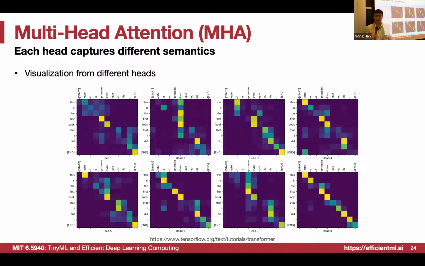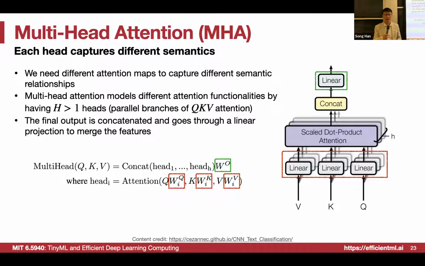It's hard to explain why they have this kind of pattern for each head, but it's learned end to end to capture the relationship between one language and another language. Implementation-wise, we just concat multiple heads together at the output and pass it through a projection matrix, WO.